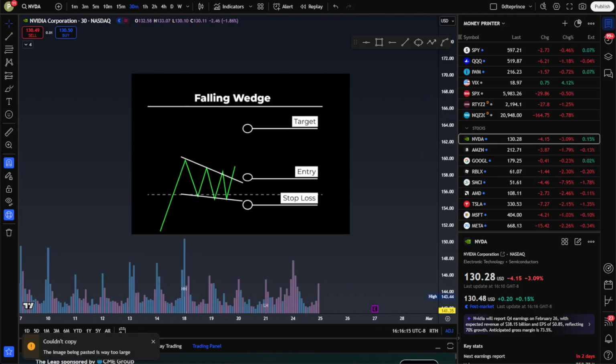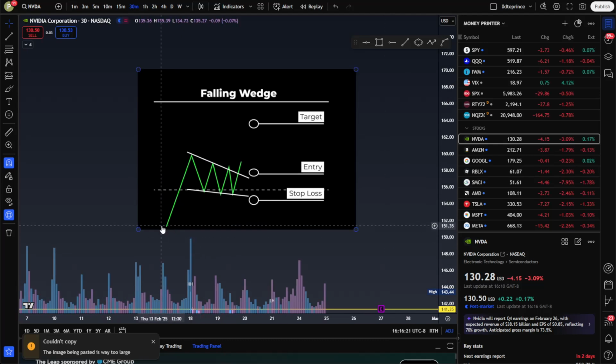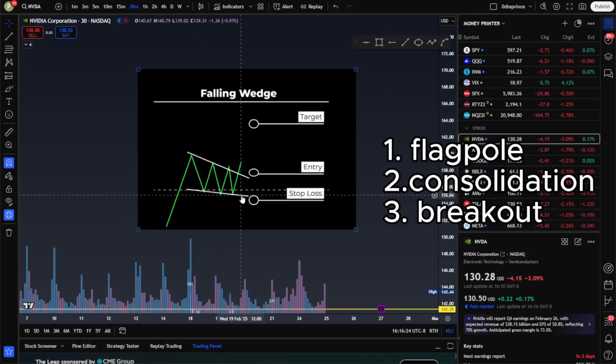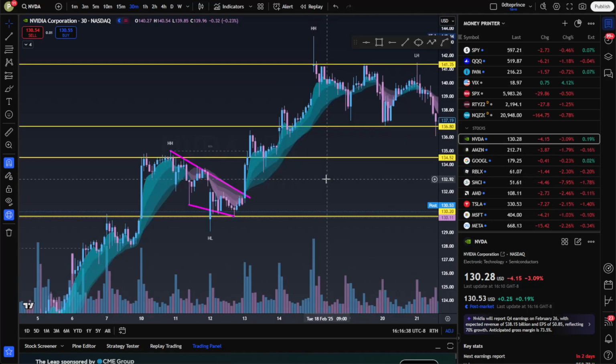But a lot of you may ask, what actually is a falling wedge and how do I identify it? So I made this simple chart here of the falling wedge, right? We have the flagpole, we have the consolidation, and we have the breakout. You want to take your entry at the breakout of the wedge, stop losses below, and price target is above. And it's really that simple. And here are a few examples, right?